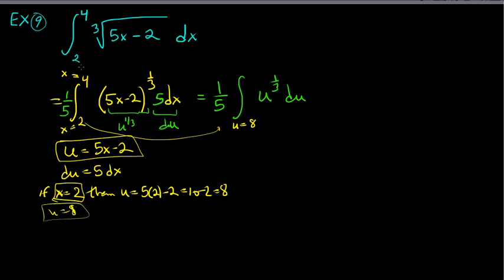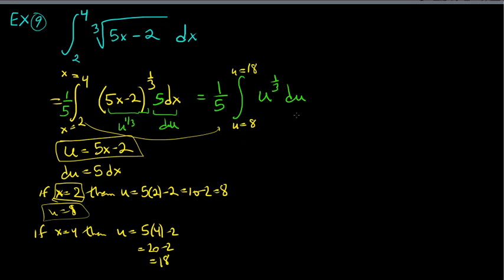Now what about the upper limit here? What's u going to be here? Well, let's calculate that. If x is 4, then u is going to be 5 times 4 minus 2. That's going to be 20 minus 2, which is 18. So here u is going to be 18. Okay. Now we can integrate as we ordinarily would.